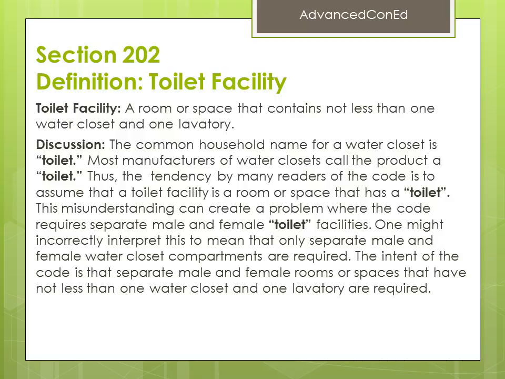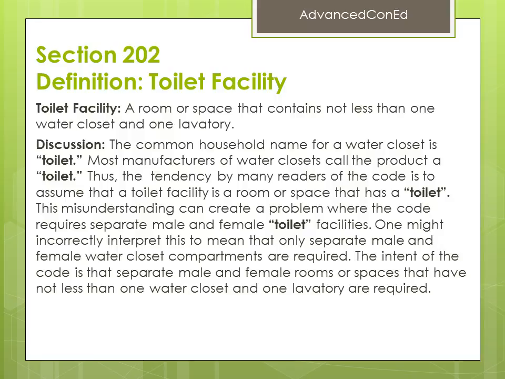Section 202. Definition: Toilet facility. Toilet facility: a room or space that contains not less than one water closet and one lavatory. Discussion: the common household name for a water closet is toilet. Most manufacturers of water closets call the product a toilet. Thus, the tendency by many readers of the code is to assume that a toilet facility is a room or space that has a toilet.